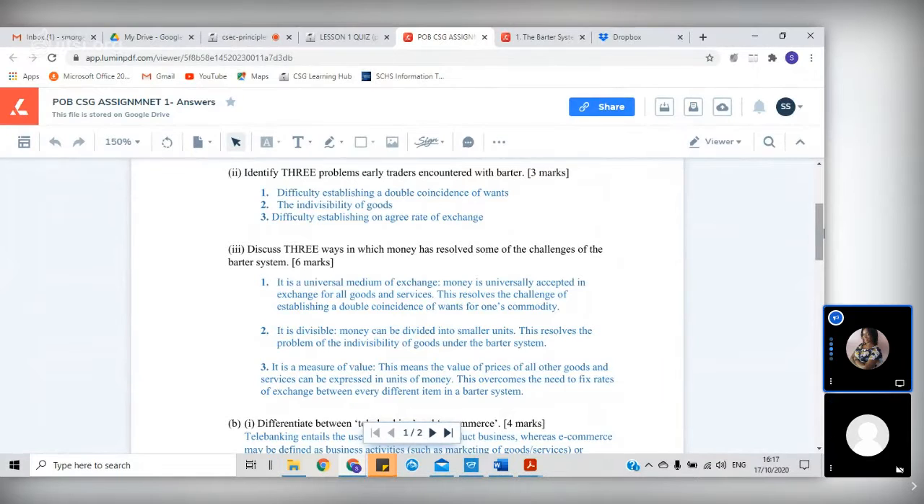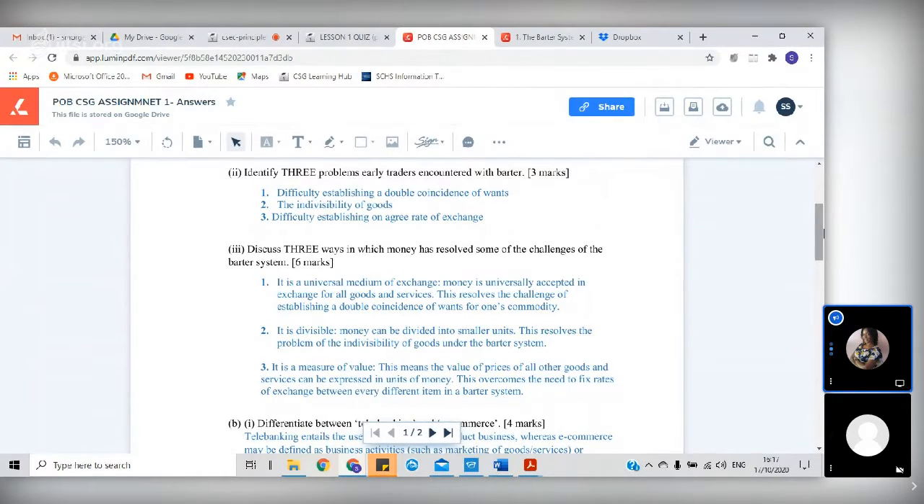All right, so any of these 3. There was difficulty establishing a double coincidence of wants, as with the example that we saw in the quiz. As I mentioned before, I had to have what you want and you needed to have what I want in order for a trade to take place. And this was often not the case, so that was a problem.